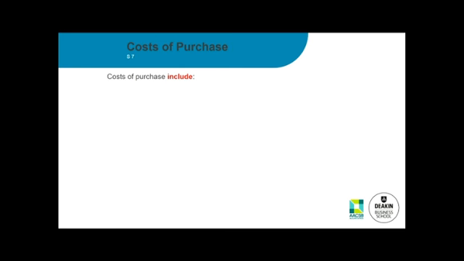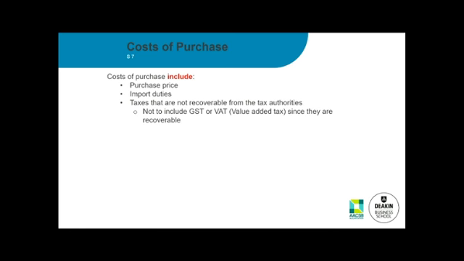So what's the cost of purchase? It includes the purchase price, obviously, any import duties that you might have. It includes taxes that are not recoverable from tax authorities, right? We know that GST, for example, or VAT, which is value-added tax, used in a lot of countries. A lot of European Union countries are using VAT. Here in Australia, we're using GST. They will not be included, right? Because they can be recovered.